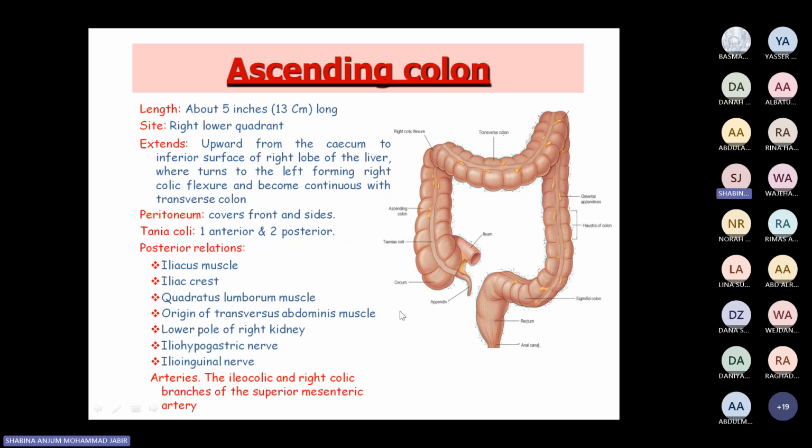What is the arterial supply? Again, it will be supplied by the ileocolic and right colic branches from the superior mesenteric artery.